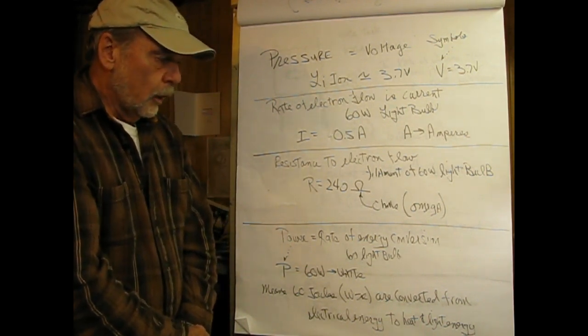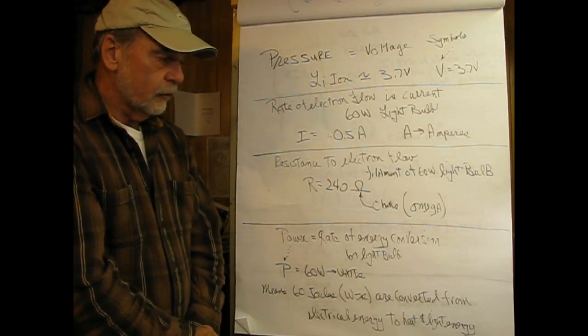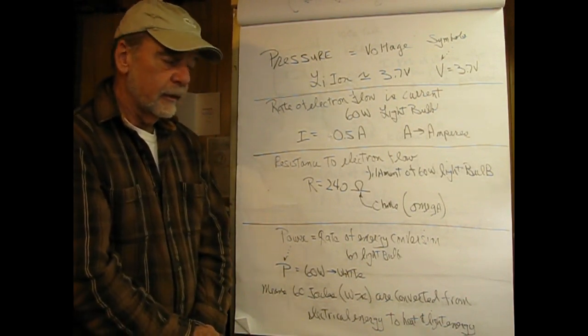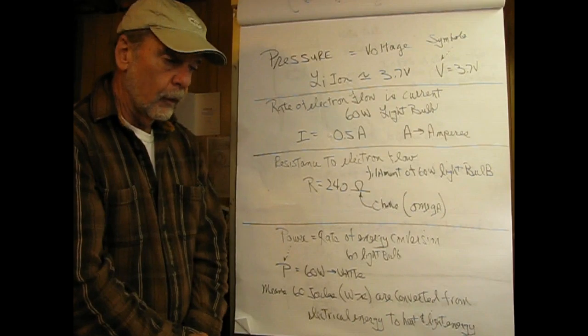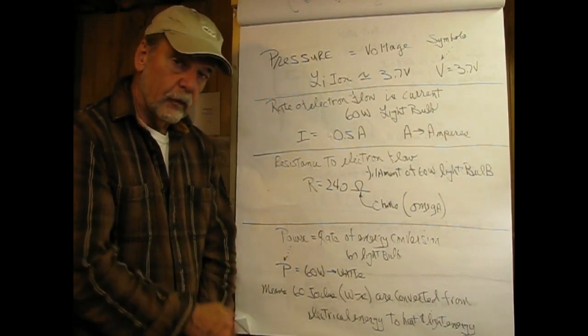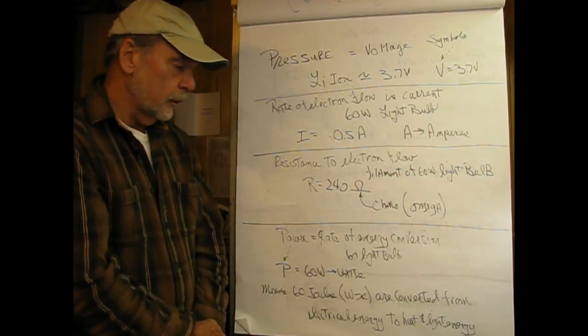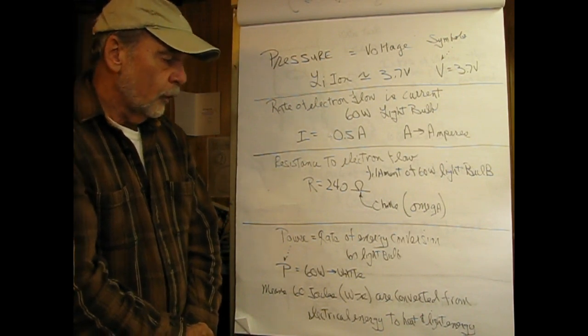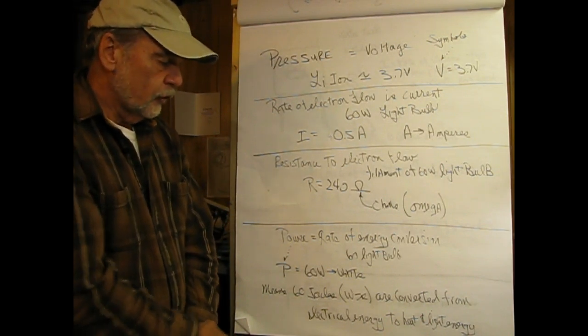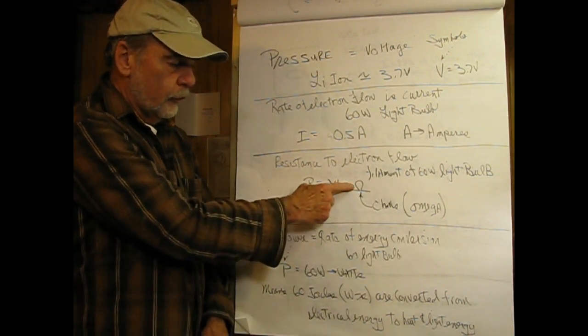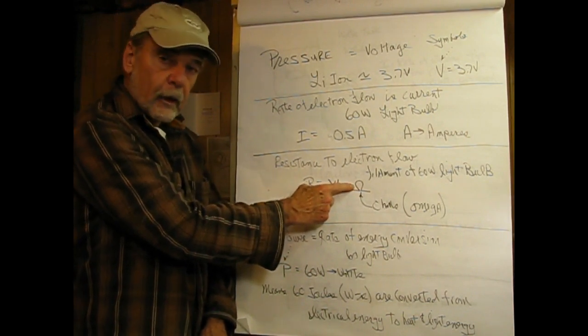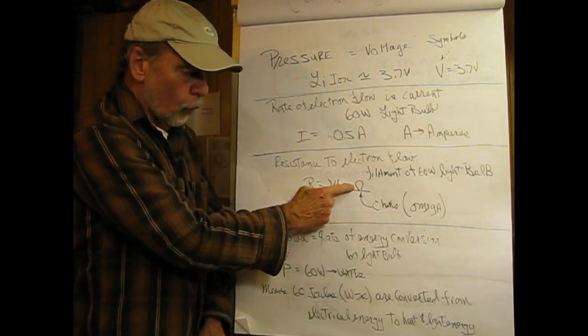Resistance is what we call the opposition to electron flow, and we might say that the filament of a 60-watt light bulb, which is made from tungsten, which is the metal with the highest melting point, is 240 ohms. So in this case we have R equals 240, and the symbol for this is the Greek letter omega, and that represents ohms.